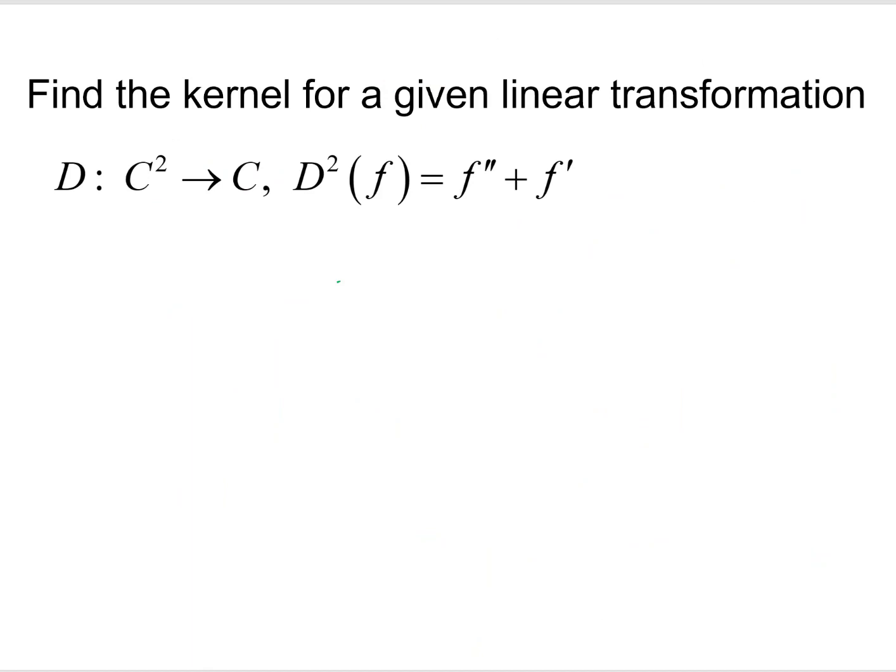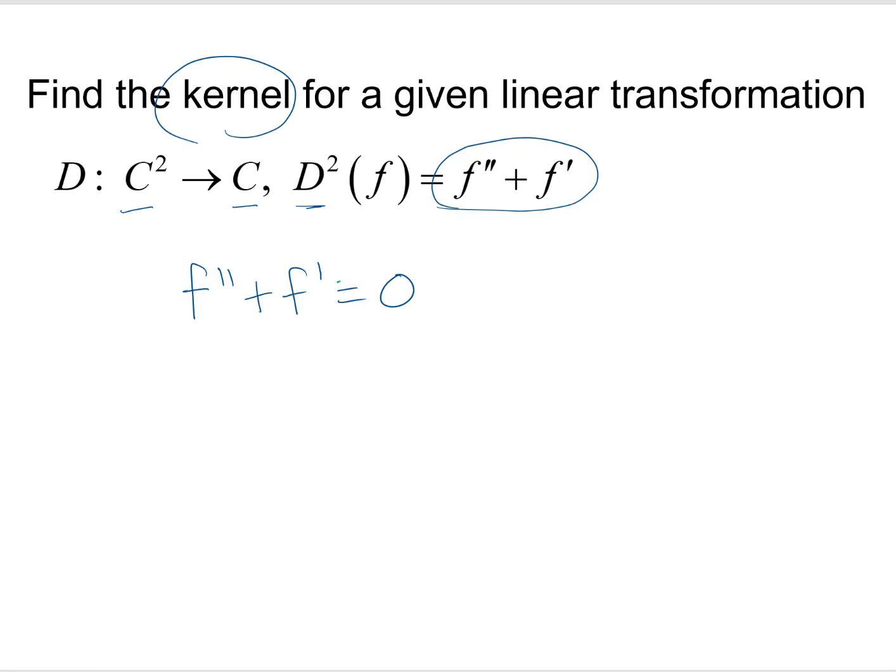Okay, we want to find the kernel of this transformation that maps from functions with 2 continuous derivatives to continuous functions by taking 2 derivatives. This is the mapping right there. Kernel is what maps to 0, so it would be when this differential equation equals 0. When you're talking differential equations, another way to express the kernel would be the solution to the homogeneous differential equation. All right, this is r squared plus r equals 0. Factor out an r, that leaves r plus 1. So we have our 2 roots. Our roots are going to be 0 and negative 1.